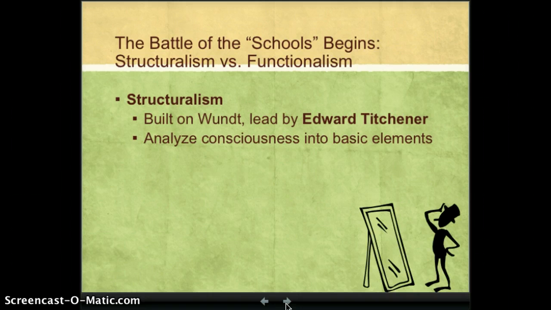For Titchener and Wundt, the very most basic elements are your 5 senses. So what you see, smell, hear, taste, and touch. Those are the most basic elements of your conscious experience.